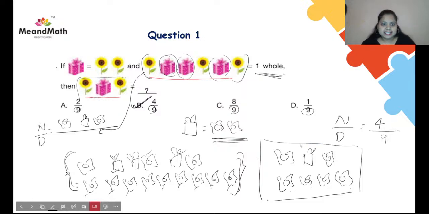Okay, so let's see who has answered it correctly. Anusha has answered it correctly, very nice. Sudha has answered it correctly, very nice. Pooja has also answered correctly, very nice. All of you, very nice. The answer is option B, very good. So okay, let's move on to the next question.